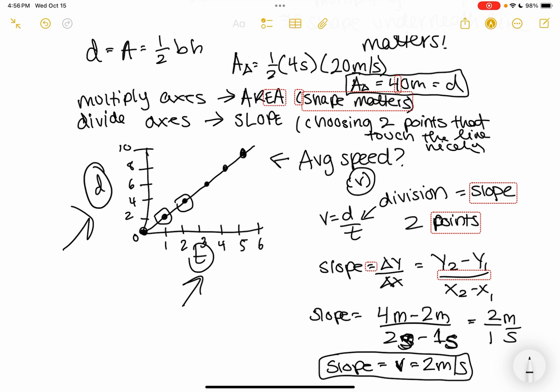Okay, again, how did we know that we have to take the slope? Our formula, the division tells us we have to take the slope. That's what I keep talking about. When you divide the x and y axis, that is taking the slope. So if an equation has division, that means you're going to take the slope. When an equation has multiplication of the x and y axis, you're going to be taking the area of the graph. Okay, so let's do another graphing example.